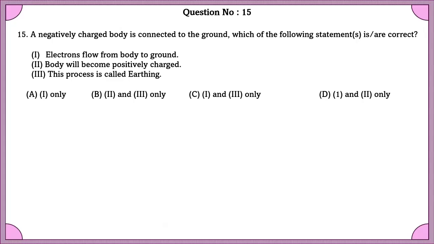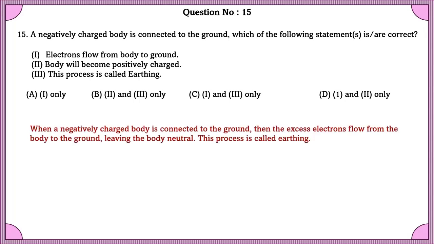Question number 15. A negatively charged body is connected to the ground. Which of the following statement is or are correct? When a negatively charged body is connected to the ground, then the excessive electrons flow from the body to the ground, leaving the body neutral. This process is called earthing.